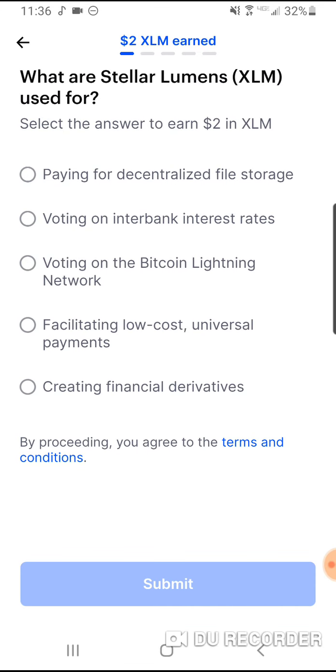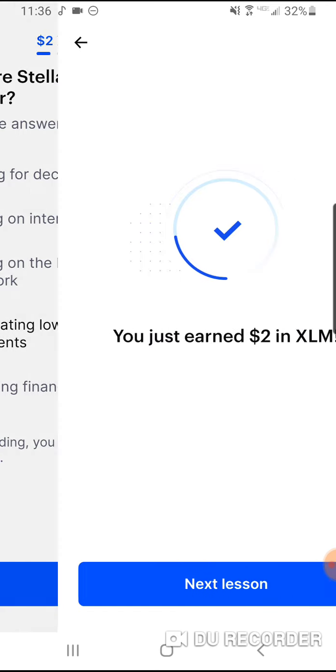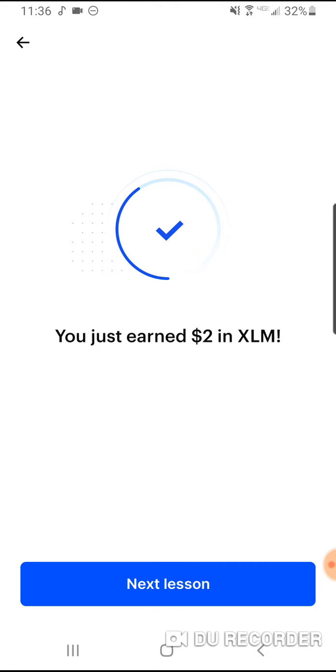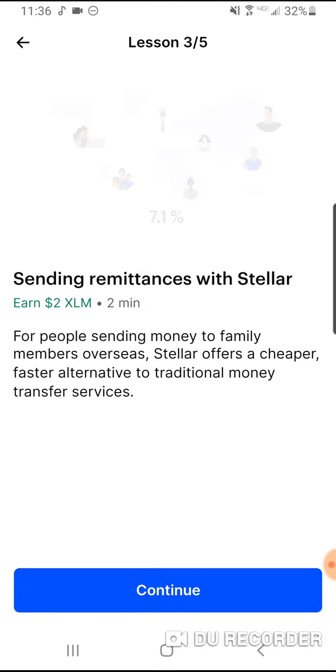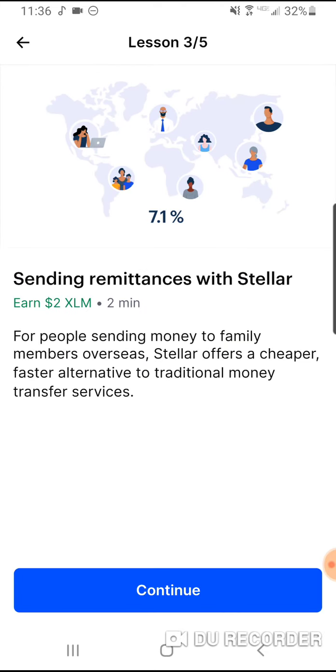What are Stellar Lumens used for? So let's see. Paying for decentralized file storage, voting on interbank interest rates, voting on the Bitcoin Lightning Network, facilitating low-cost universal payments, or creating financial derivatives. So it's obviously facilitating low-cost universal payments. So let's submit. And there you go. We just earned $2. Next lesson. It's ready to listen.